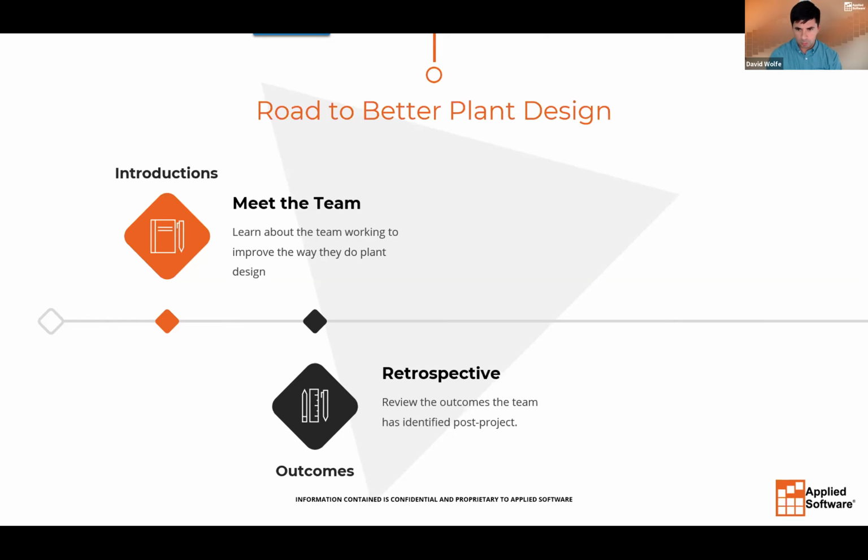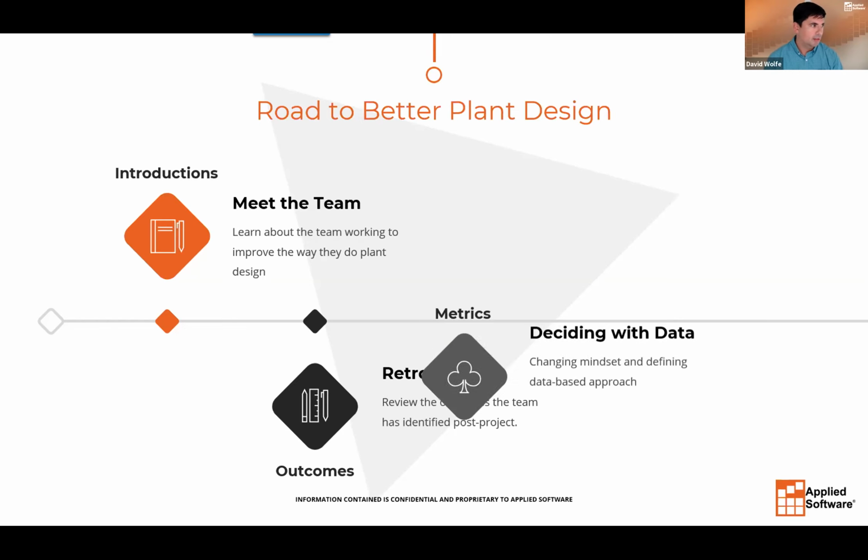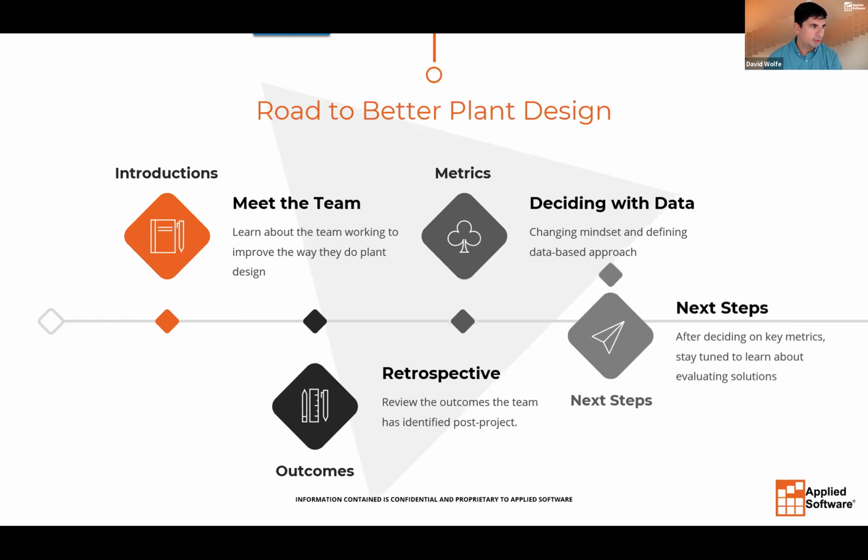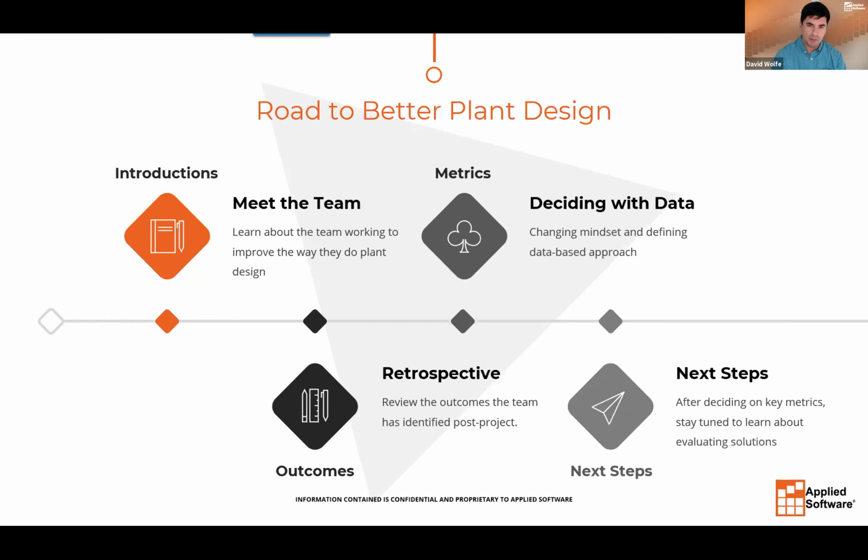And so one of the tools, we're going to borrow the concept of a retrospective. In agile development, that's what they call it, but you could also call it lessons learned. In the company, we're going to review a retrospective and see what outcomes they identified as critical issues for their project. And then today we're going to be talking about metrics and how we can make decisions with data, and the role that plays in a company and how we move through projects. And last of all, we'll leave off with some next steps as far as where we're going to go in this overall process. So this is really the start of a journey for talking about plant design and how we improve it. And so that's what we're going to launch today.